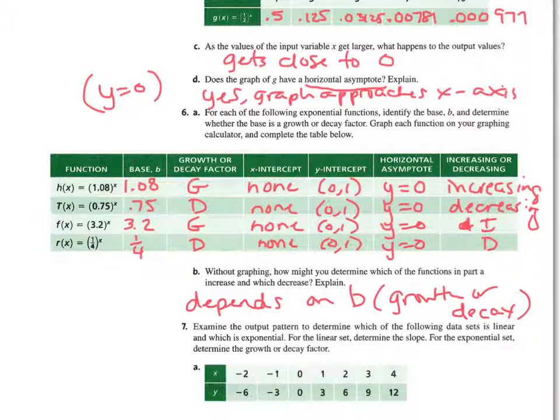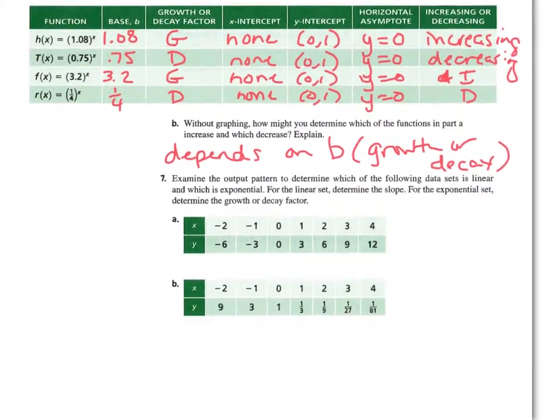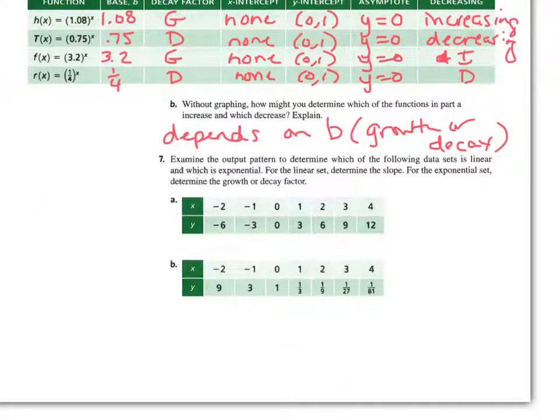Okay, so let's see what we got on these last couple ones. For this one, we don't know the growth factor or the decay factor. It's just looking at each one, determining if it's linear or exponential, and then determining the slope if it's linear, or if it's growth or decay. So if I'm looking at each one, to decide if it's linear, I'm looking for a constant rate of change.